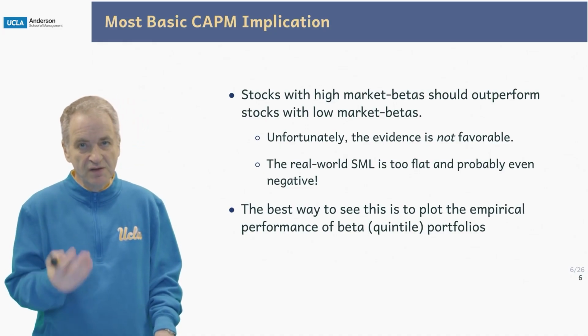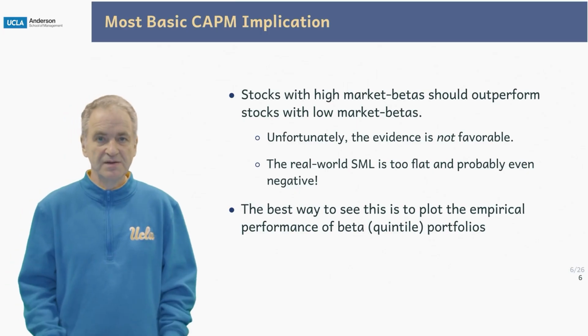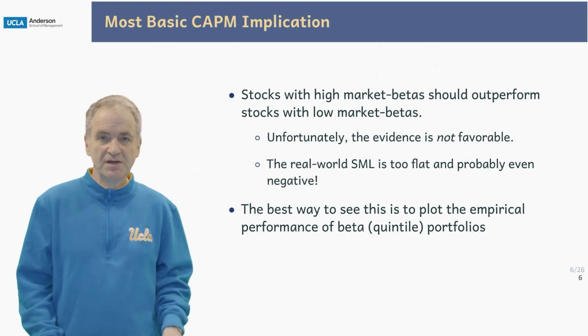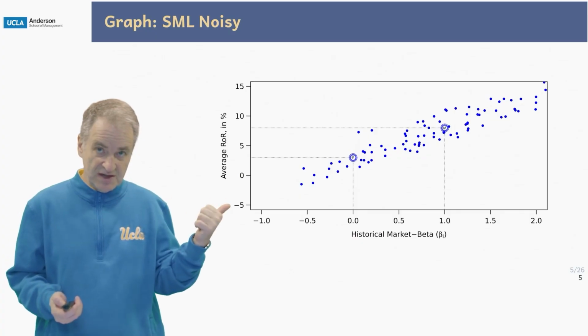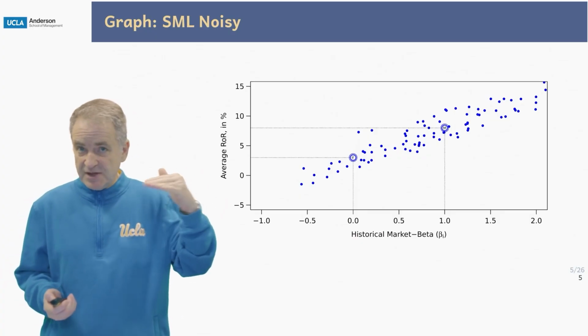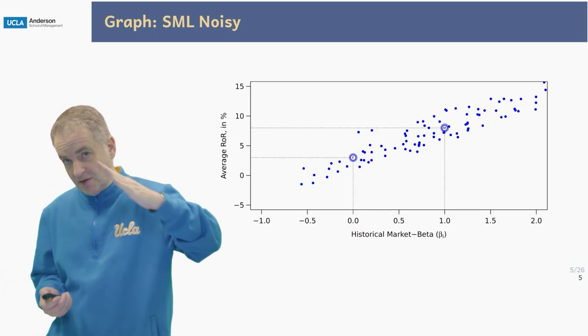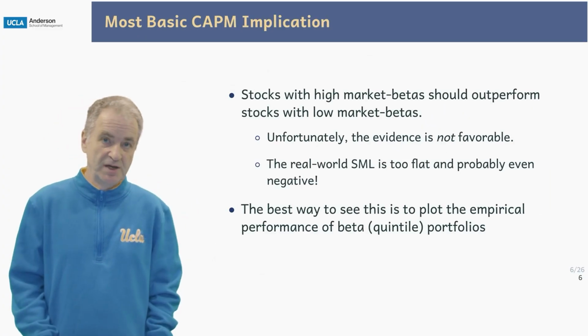Unfortunately, if you look at the real world, it doesn't look like this. The real world security market line, which is the line that I just showed you in the slide before, is much, much too flat. It doesn't look anything like upward sloping at all.